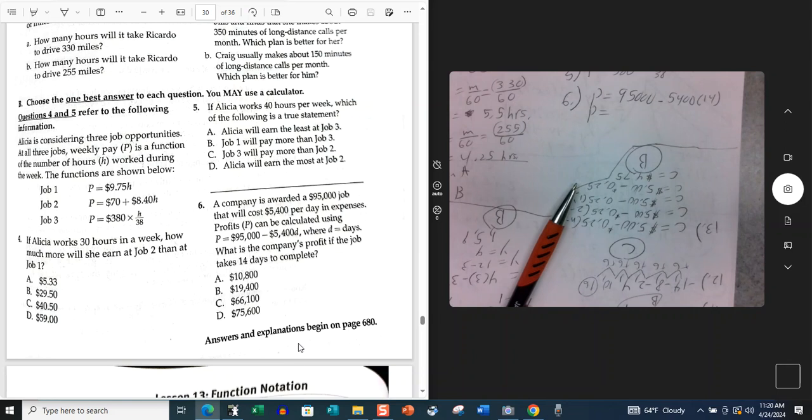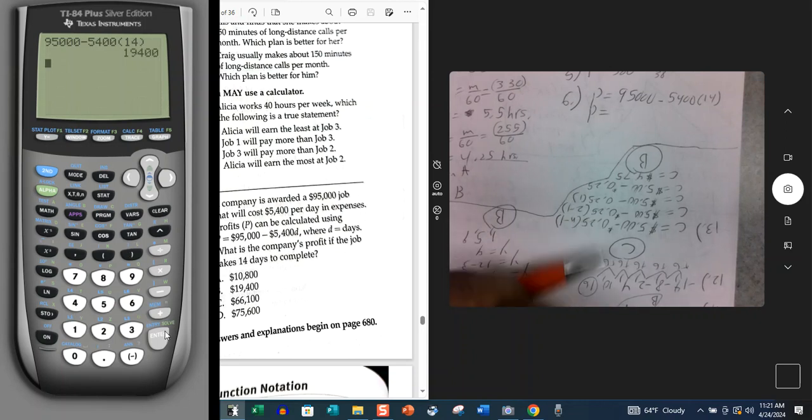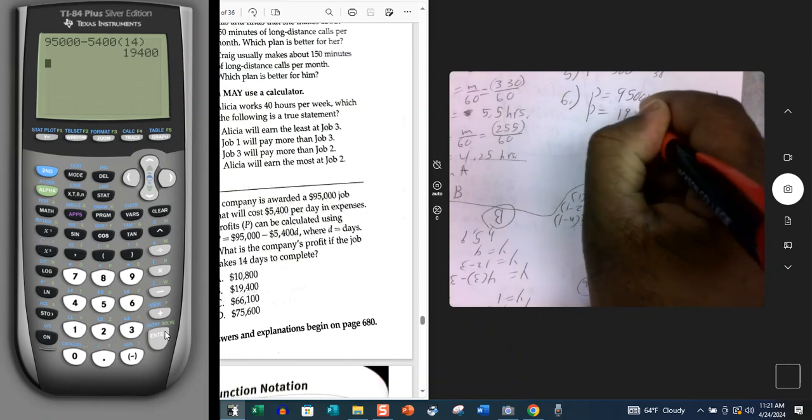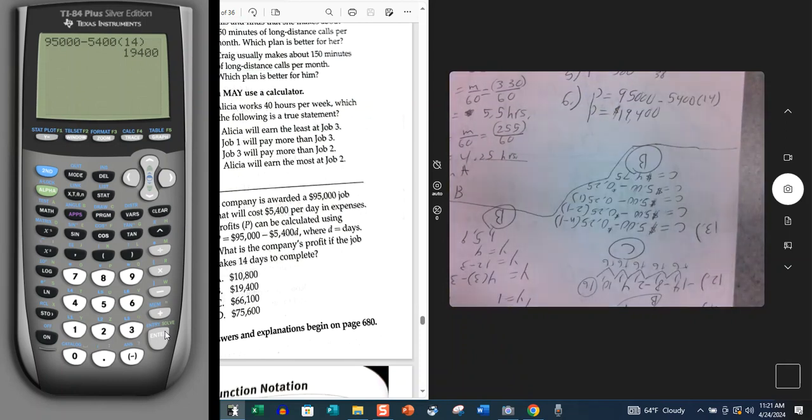So now we can put that in our calculator. So we would take the 95,000 minus 5,400 times the 14, and that gives us $19,400 in profit. So that would be B.